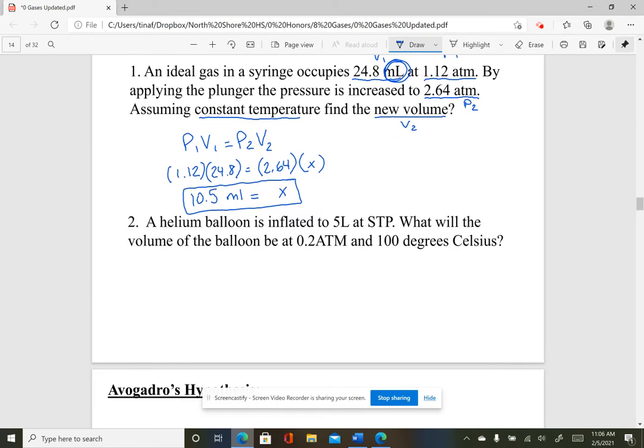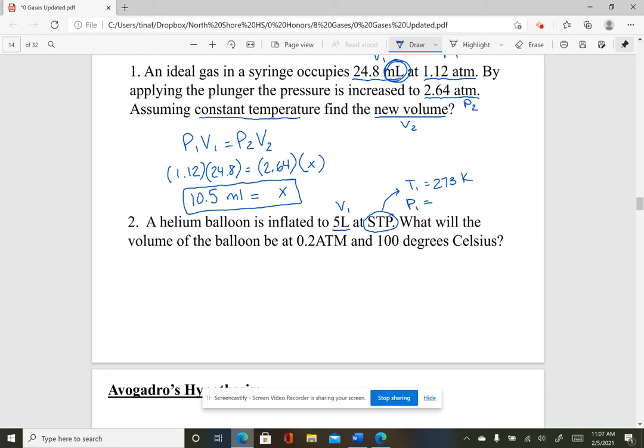All right. Number 2, this one's going to be a little tricky. A helium balloon is inflated to 5 liters. So there's the first volume at STP. This is their annoying way of giving you temperature 1 and pressure 1. They're saying temperature 1 is standard temperature and pressure 1 is standard pressure. Now, for temperature, standard temperature is 273 Kelvin. And for this formula, temperature has to be in Kelvin. So that's good. We don't have to convert.